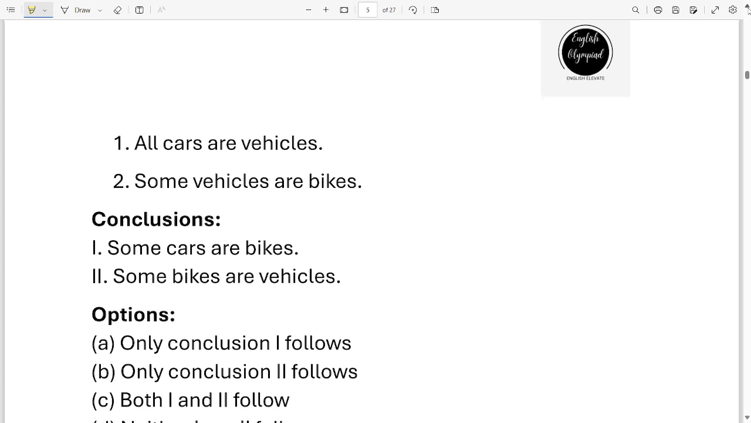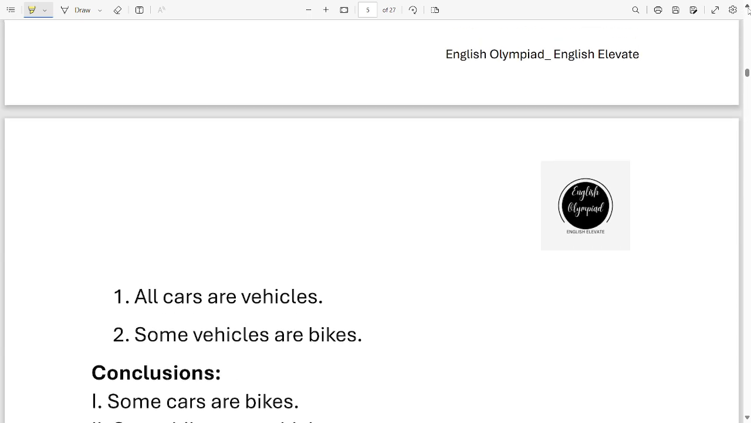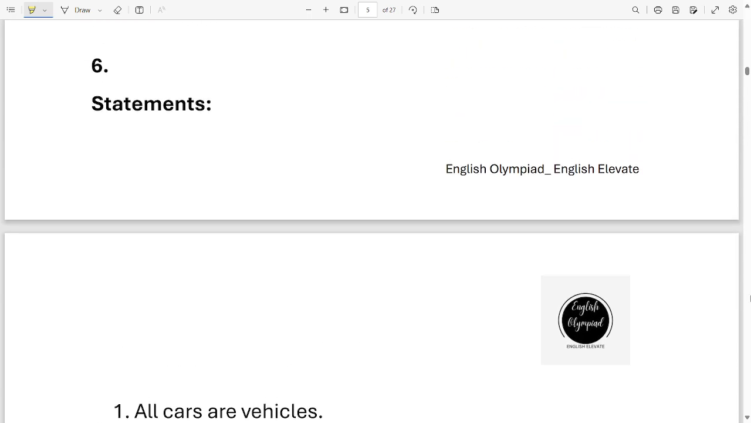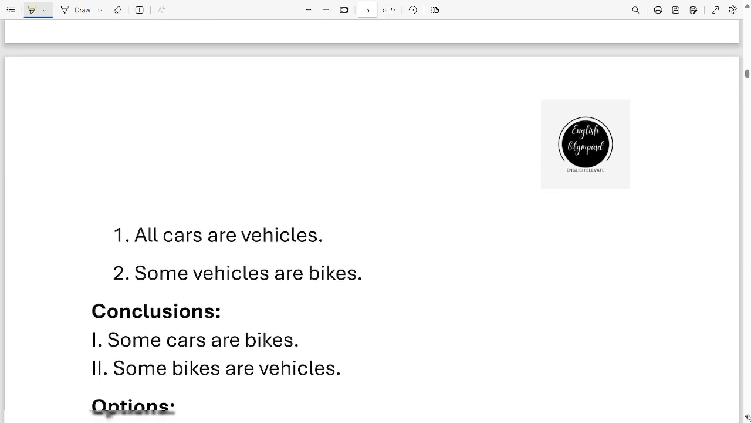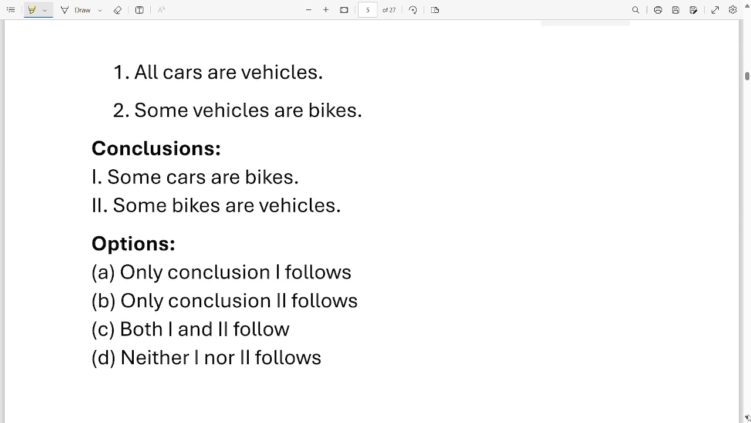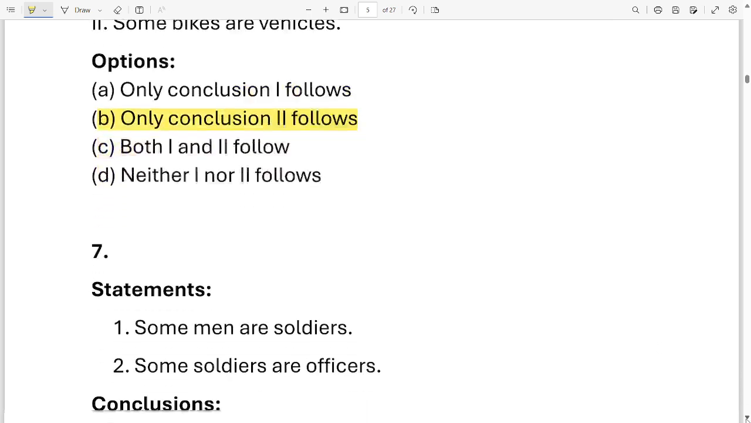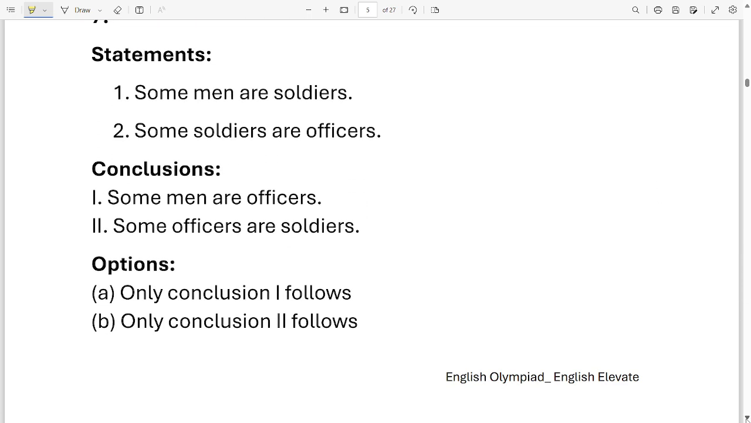So go through your statements once again and choose your option carefully. It is only conclusion 2 follows, which is some bikes are vehicles. Next one.